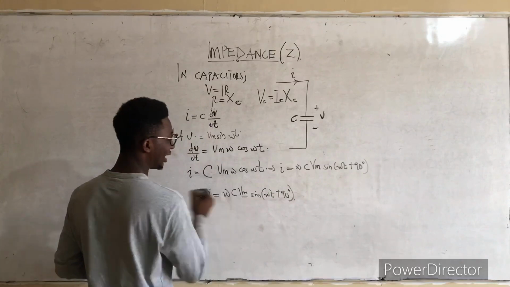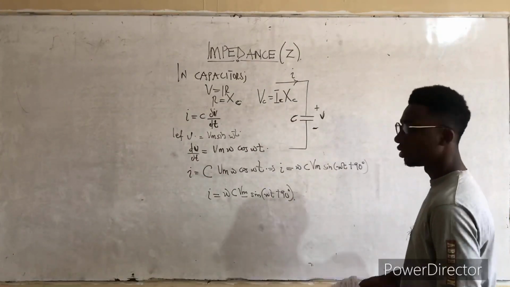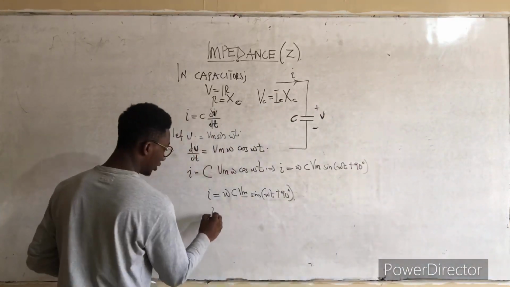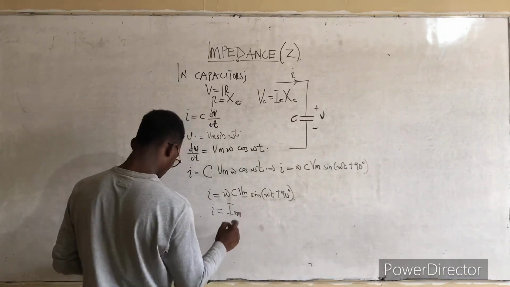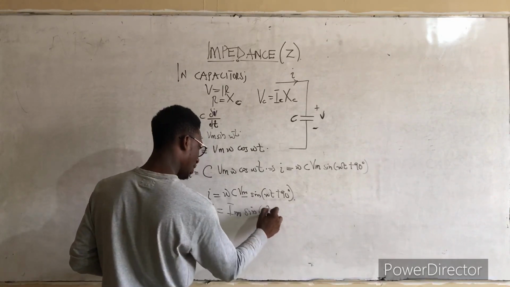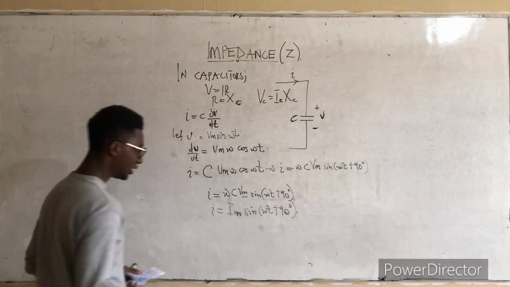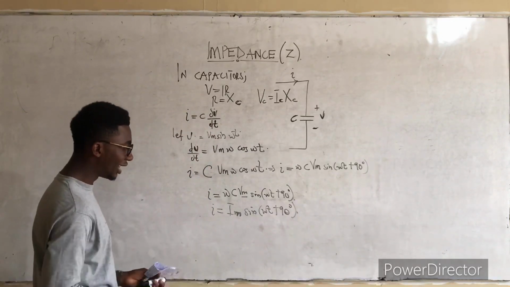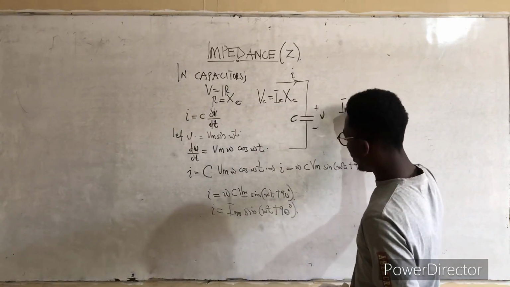But if you know this is a peak voltage, you can simply have I is equal to Im sine omega t plus 90 degrees. This is always a sinusoidal quantity. So if this is the case, then Im is equal to omega C times the peak voltage.